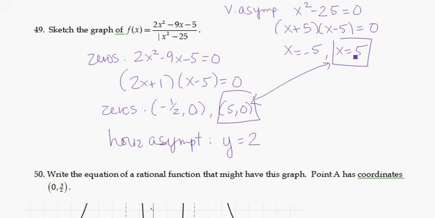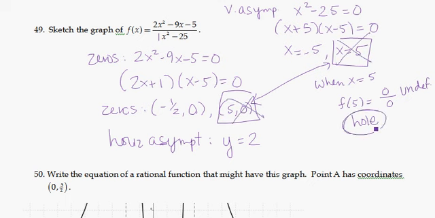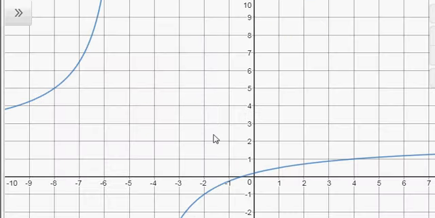What does this mean? This is telling me that when x equals 5, f of 5 is giving me a 0 in the numerator and a 0 in the denominator, right? So this is undefined. Remember earlier we talked about the fact that this is going to lead to a hole. So in fact, x equals 5 is not a vertical asymptote. It's not a zero. It's going to be a hole. So in fact, if we look at this graph, we do have a vertical asymptote at x equals -5, right? That makes sense.